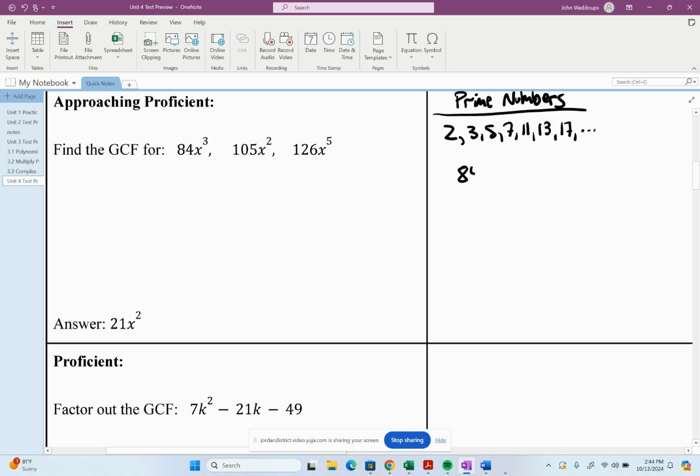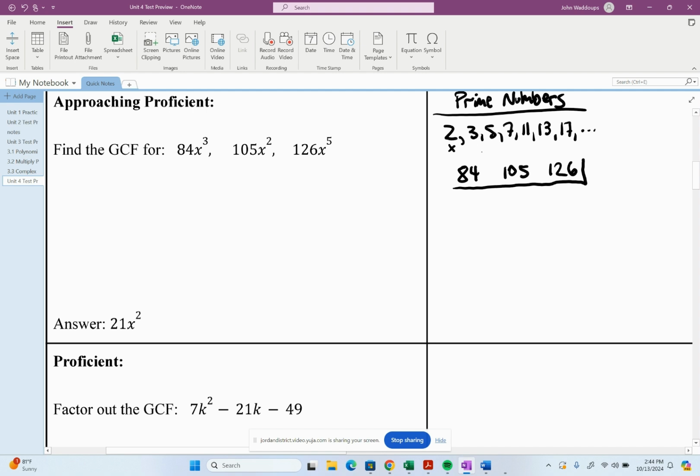So 84, 105, 126. I'm going to write this like this. Then I'm going to ask myself, can I divide these numbers by 2? Well, 84 yes, and 126 yes, because they're both even, but 105 no. So I'd say no to 2, and I go to the next.